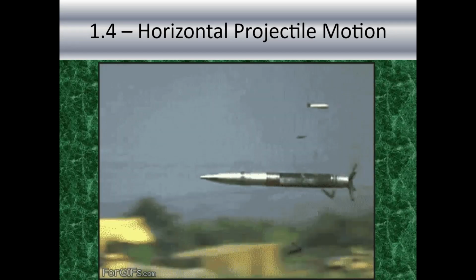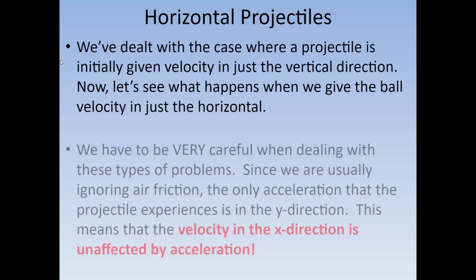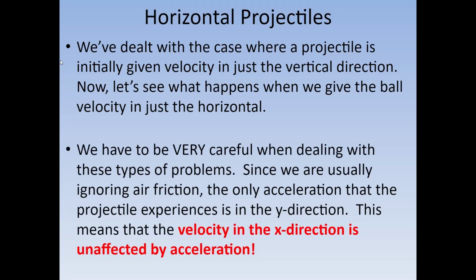We already started talking about this in class, but just as a quick recap, with horizontal projectiles the idea is that, unlike the other projectile we did, where the object is thrown vertically upwards, we're going to be throwing the object horizontally. So it's going to be given an initial velocity in the horizontal. However, the acceleration is still only acting in the vertical direction due to gravity, just like in the other projectile that we saw.